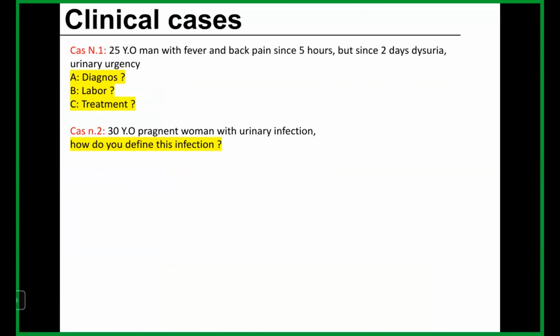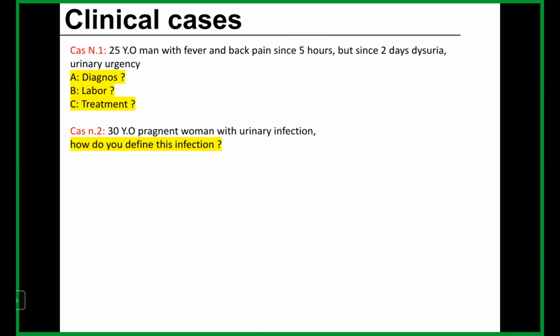Okay, great. That's great. So the first case, we have a 25-year-old man with fever and back pain since 5 hours. So it's an emergency case. And the patient said that unfortunately he has been suffering for 2 days from dysuria and urinary urgency.